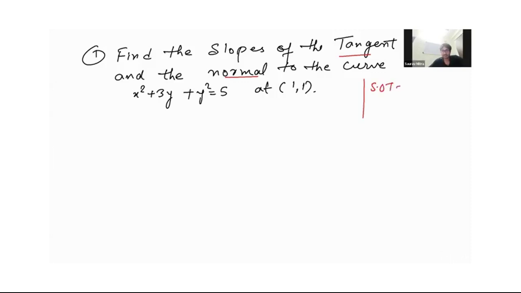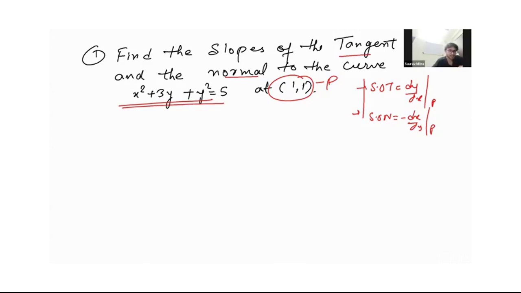We have discussed that the slope of a tangent is dy by dx at the respective point, let us say point P, and the slope of the normal will be minus dx by dy at P. We will find this step by step. This is the function given, so first we will differentiate it with respect to x, on both sides. We will get 2x plus 3 dy by dx plus 2y dy by dx equals 0.